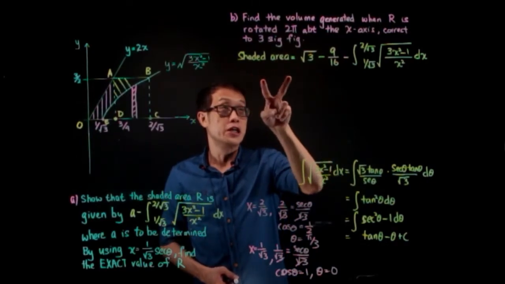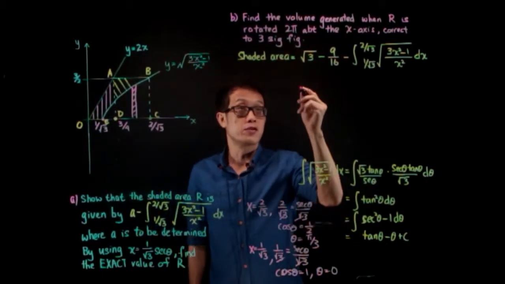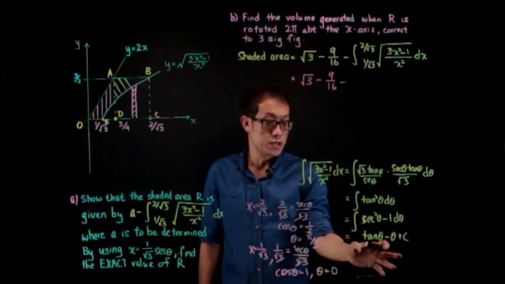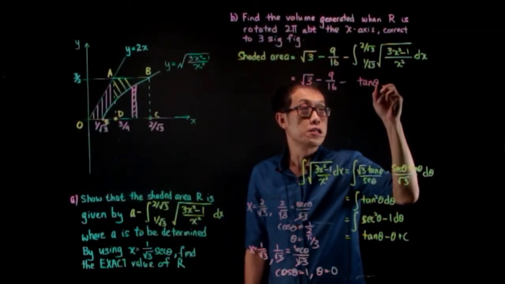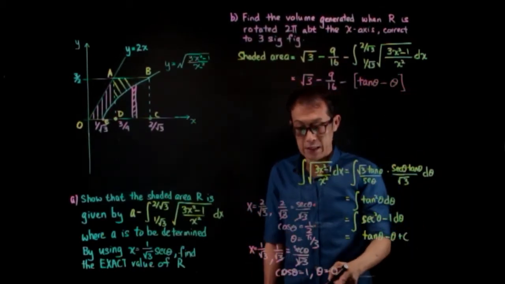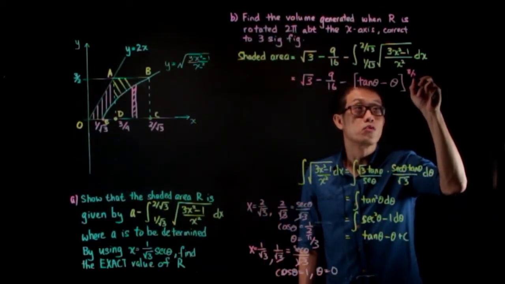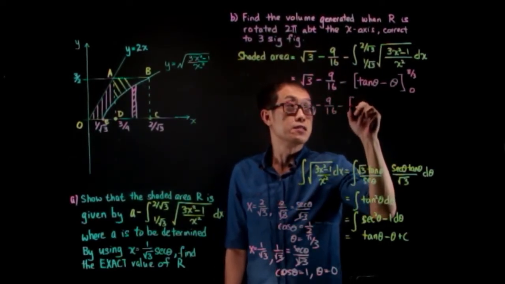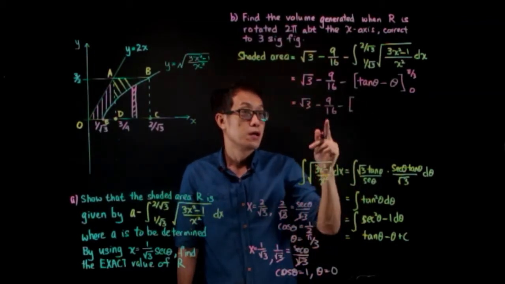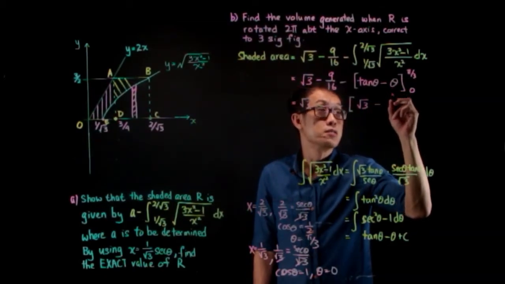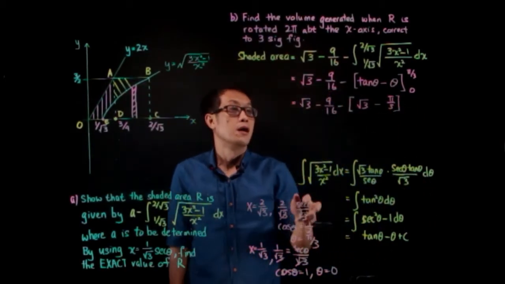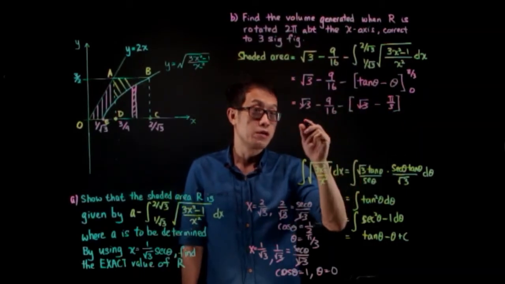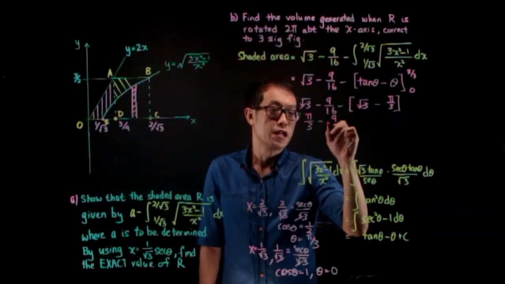Now, we are supposed to find the shaded area. That is this expression. This of course can be written as root 3 minus 9 over 16. Now, when you integrate this, you get this part over here. So it will be tangent theta minus theta. But now you must put the limits inside, so it's from 0 to pi over 3. So you get root 3 minus 9 over 16 minus, what is tangent pi over 3? Tangent pi over 3 is root 3 minus pi over 3. Now these two, the root 3, will cancel out each other, and this negative becomes positive. So you have pi over 3 minus 9 over 16.